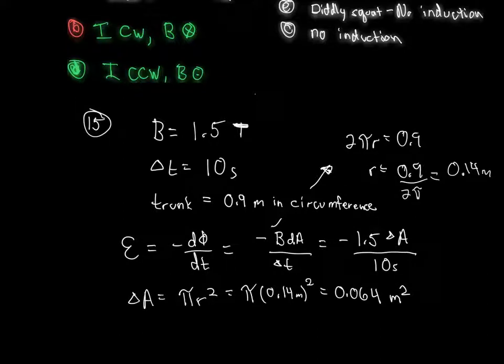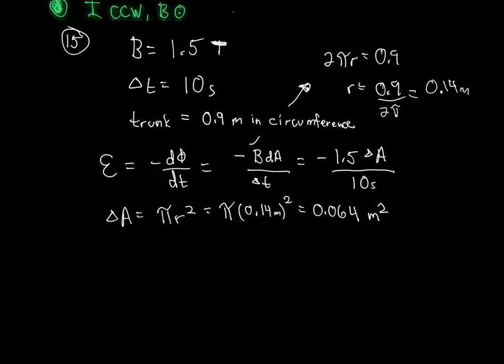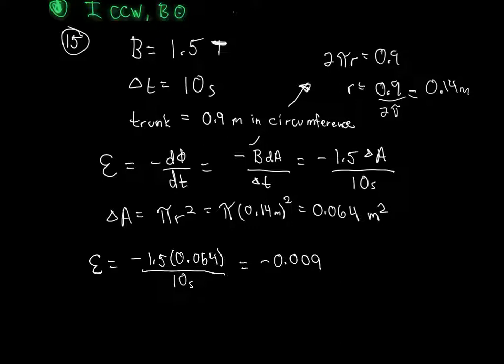Okay. So I can plug that number in, and let's find out if we're going to kill our patient. The EMF that's induced is negative 1.5 times 0.064, all divided by 10 seconds. What is it? Negative 0.0097. What are the units? Volts. Is that a dangerous voltage? Are we going to kill our patient? No. Can we shove them in faster?